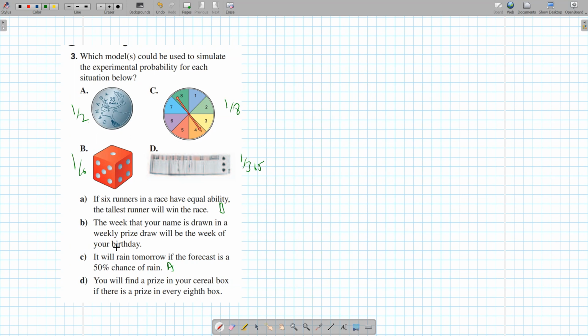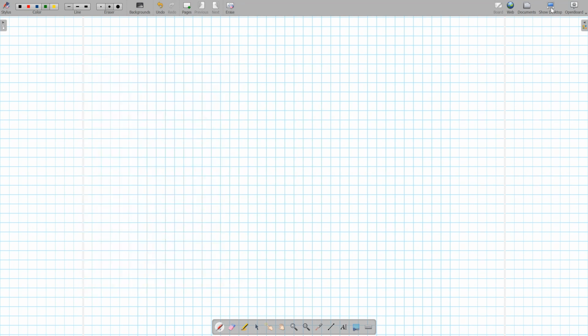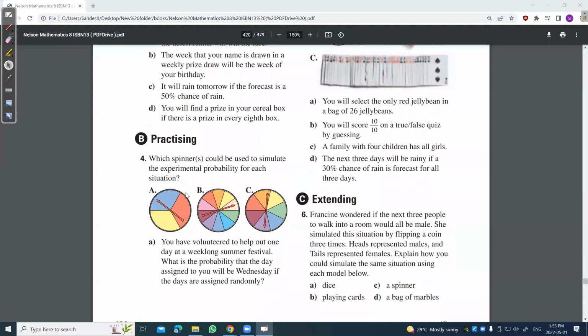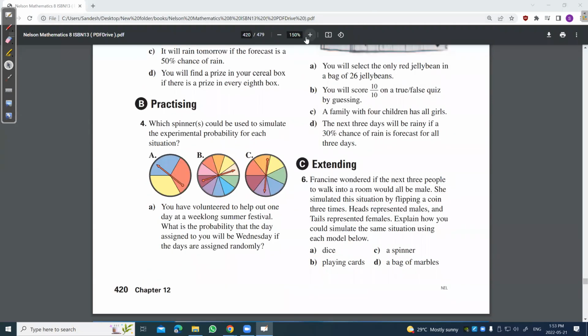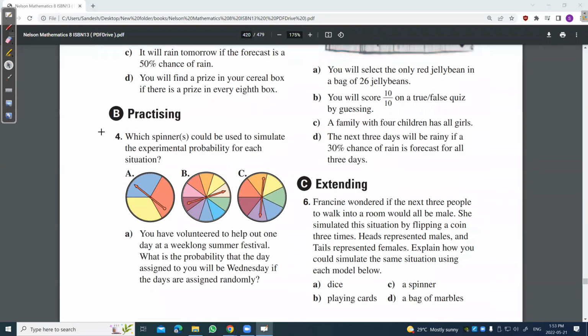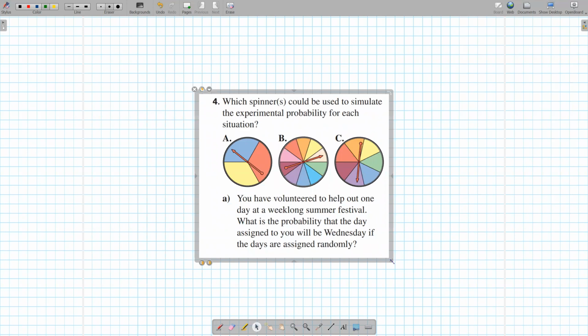I mean, D is the 8th box, so D must be C. That means B is this calendar one. Okay. Okay, look at this. It says, which spinner could be used to simulate the experimental probability here?